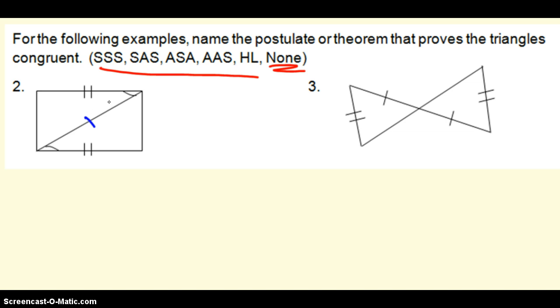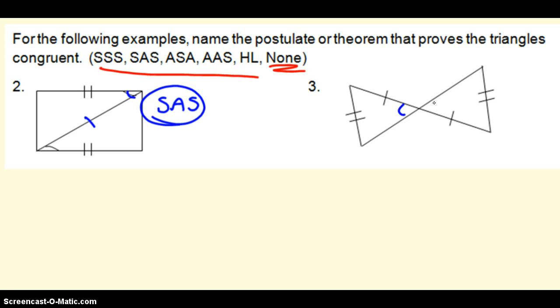So the question is, what am I? First off, I need to check. I have two choices. I can either be side angle side or I can be none. You have to look. Is the angle included in between the two sides? And it is. So for number 2, we can prove these two triangles congruent by side angle side.